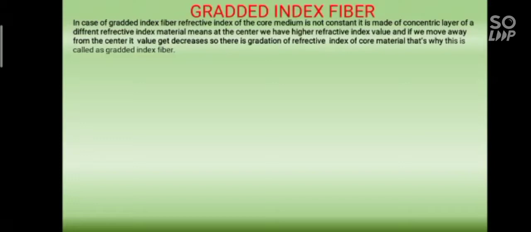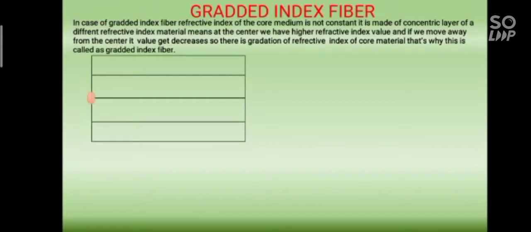So here, if I consider the middle layer, this is the middle layer of the core. This part we can say is a core, and this one is a cladding. Now, the refractive index of the first layer, means the first concentric layer, is say suppose mu1. Then we have a second concentric layer.